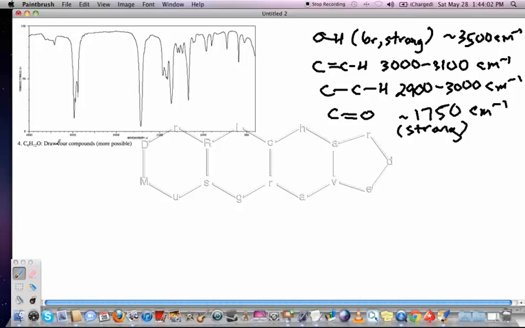C6H12O, draw 4 compounds. Alright, so here's our IR, here's our molecular formula. Let's figure out the number of double bond equivalents first.